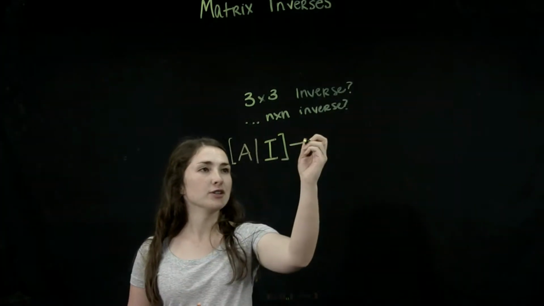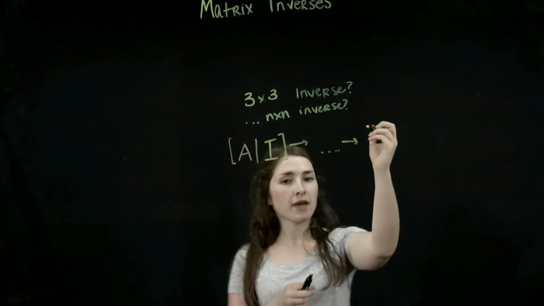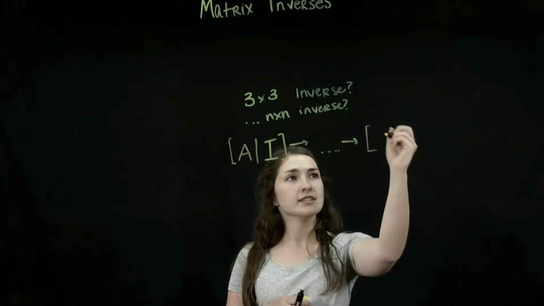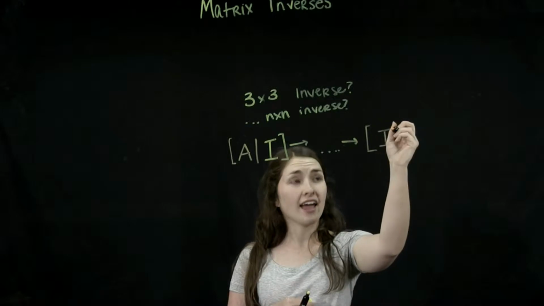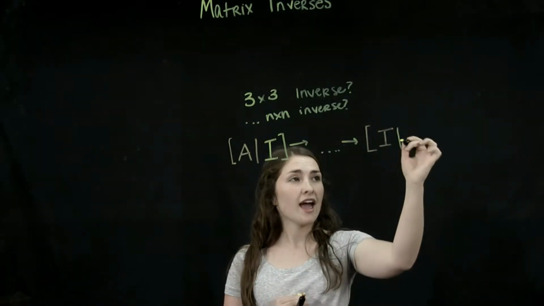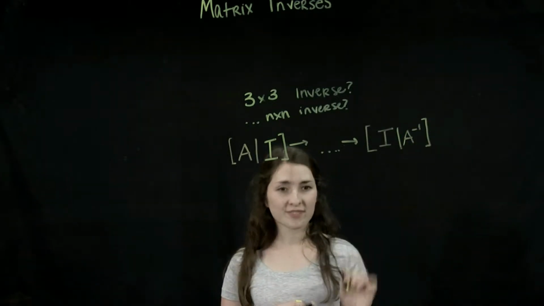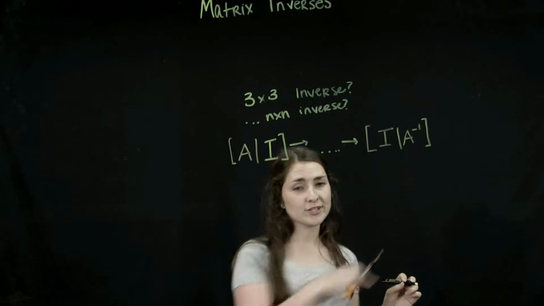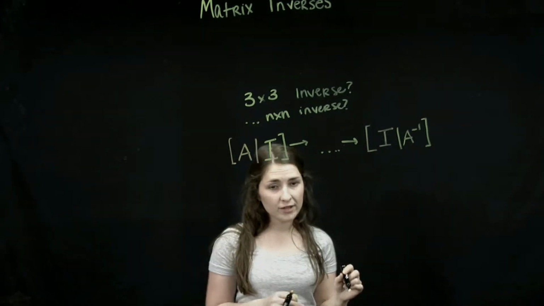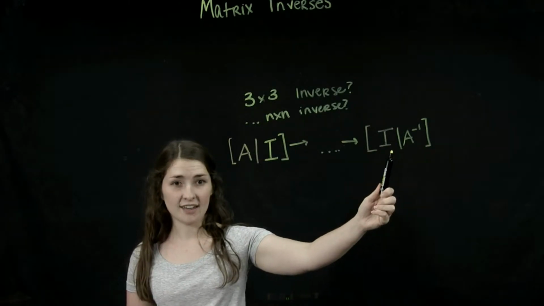And then we're going to use a bunch of row operations, our good friends, loyal companions. Then we're going to end up with I on this side. So the identity is now going to be on the left side. And what's left over here? A inverse. So using our row operations, we can take any square matrix and we can reduce it down and try and get the identity on this side.